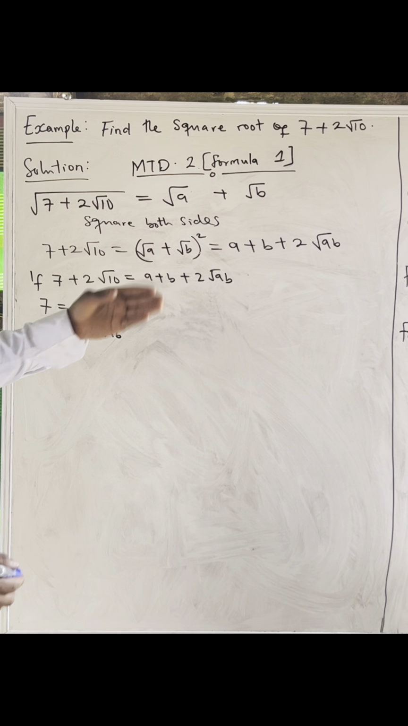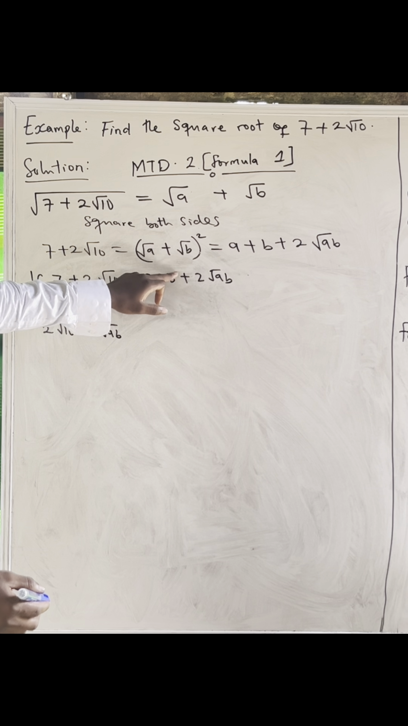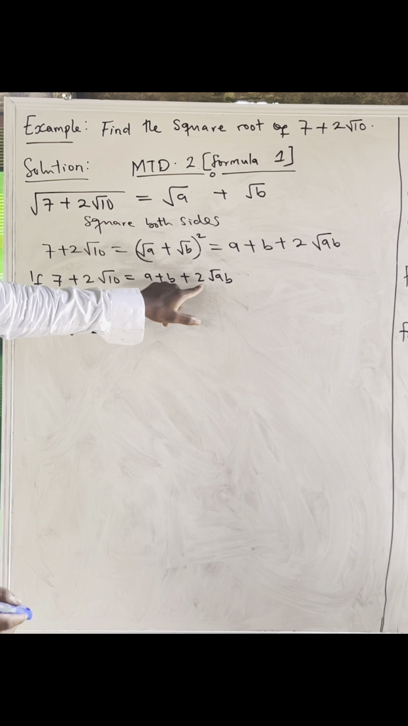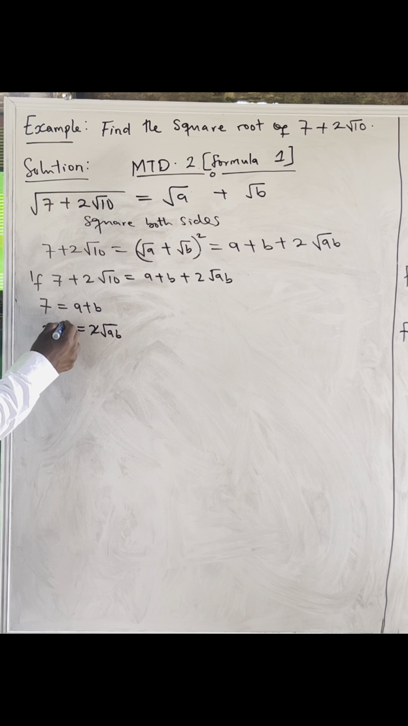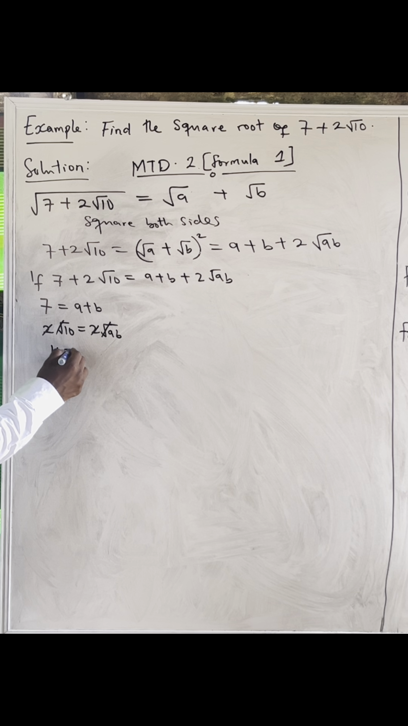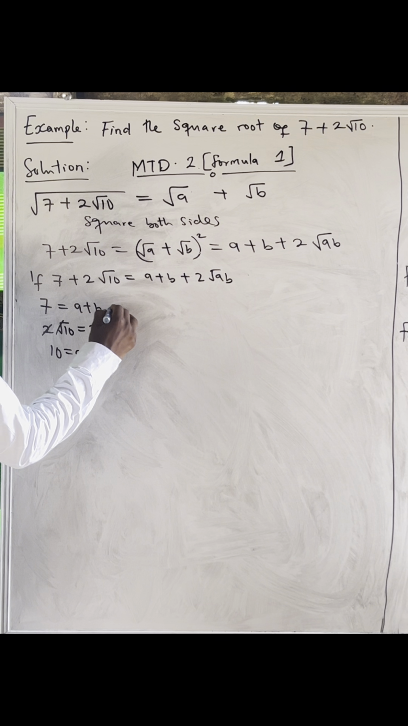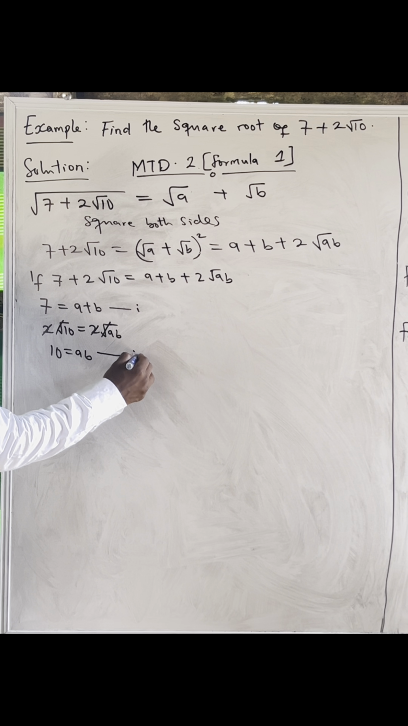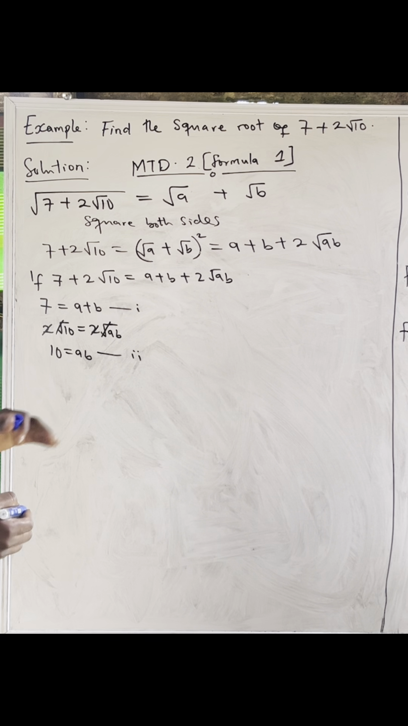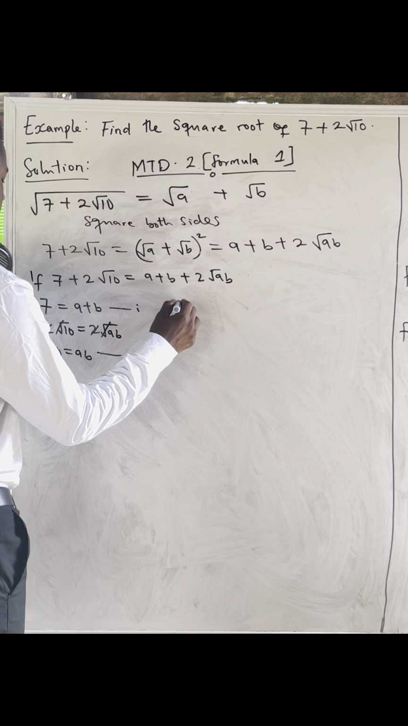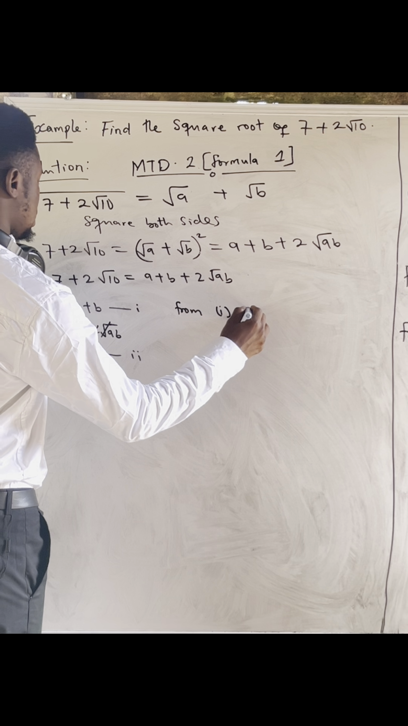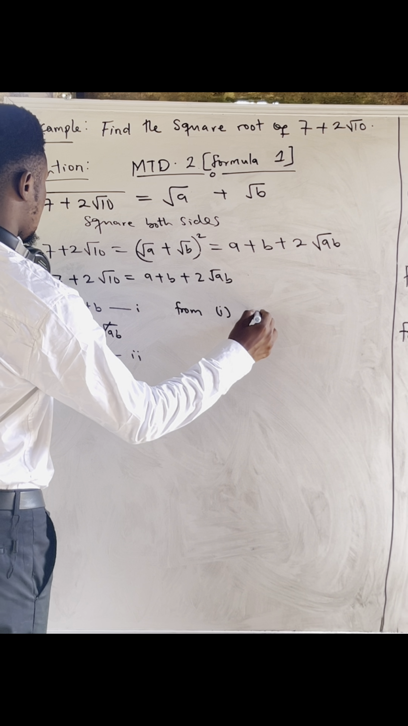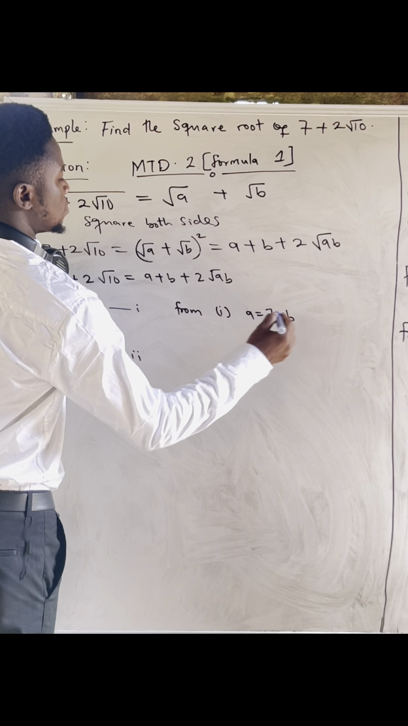So I'm going to relate the question and the expression I got together. The 7 will equal A plus B, while the 2 root 10 will equal 2 root AB. So the 2 cancels the 2 and the square root cancels the square root, then it remains 10 equals AB. I can say this is equation 1 and this is equation 2. Now from equation 1, A can equal 7 minus B.